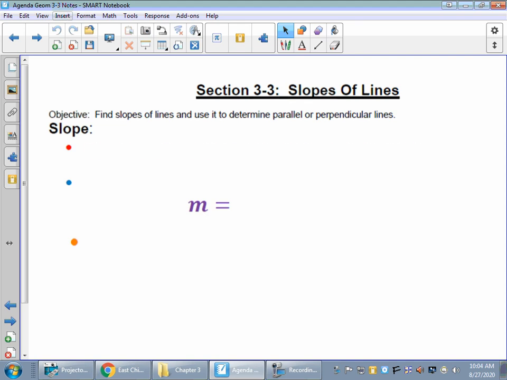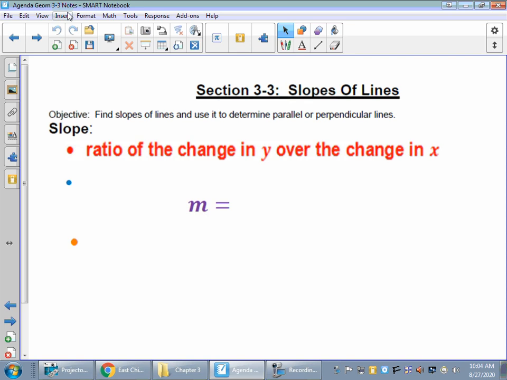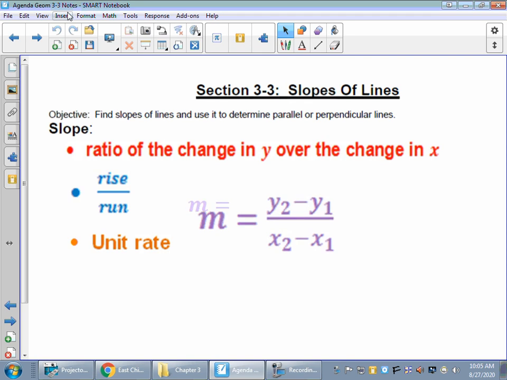Remember, slope is the ratio of the change in y over the change in x. Okay, the change in y over the change in x. And we also refer to it as rise over run. Rise is your y value, run is your x value. And then it's kind of trying to write it as a unit rate, if at all possible. All right. And then the formula, of course, remember, is m, your slope, equals y2 minus y1 over x2 minus x1. So you take those coordinate points and subtract them. We should know how to do that from last year.